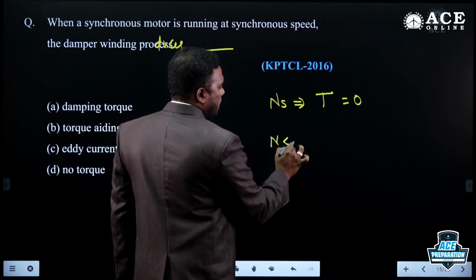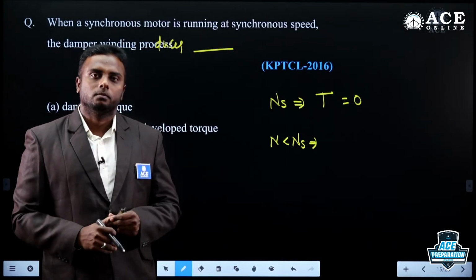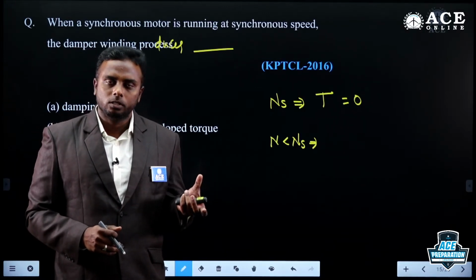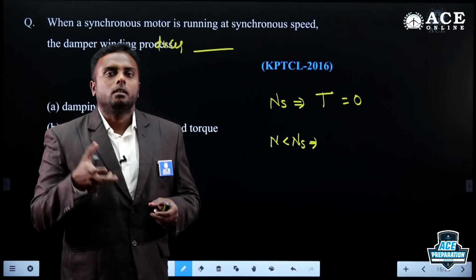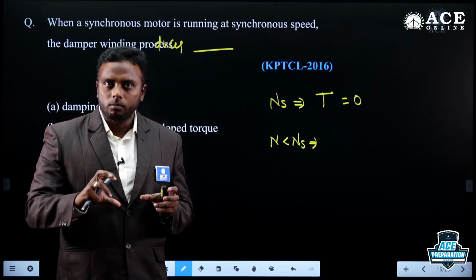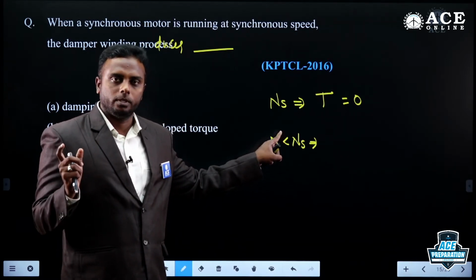Suppose N less than Ns. Assume that the speed of the synchronous motor becomes less than synchronous speed. When will the speed be less than synchronous speed? Suppose you add a sudden load on the motor. Suddenly it cannot withstand that much load. It will take some time, so during that time the speed will be a little less than synchronous speed.